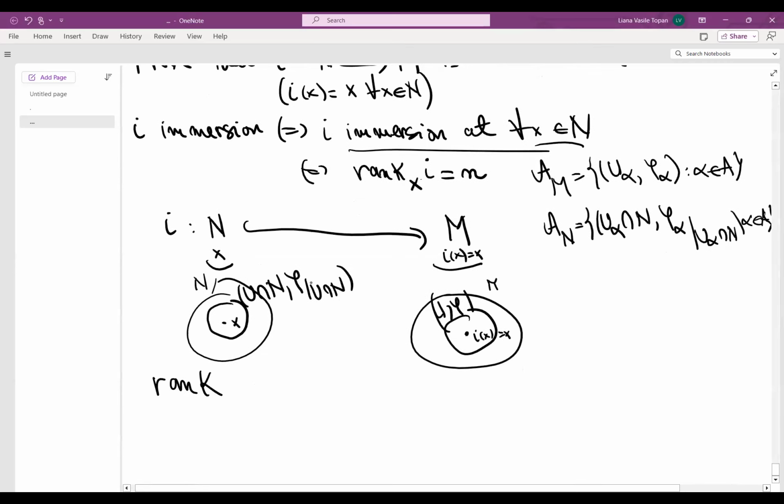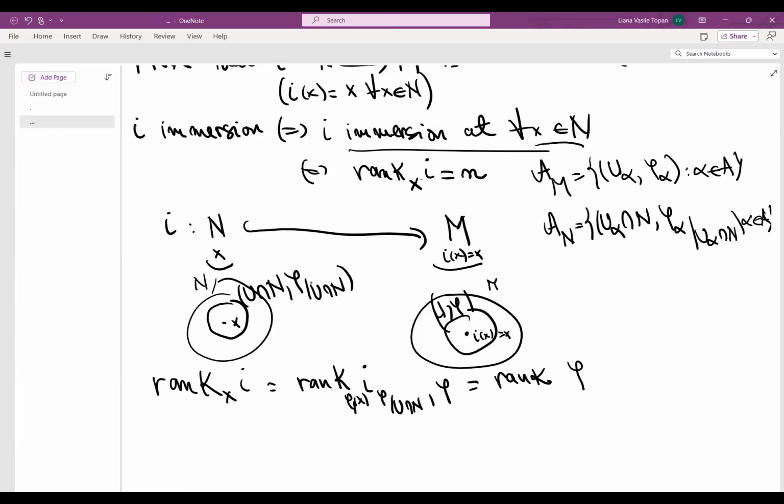What is the rank of the application I at the point? It's the rank of the local representation of I, in the charts phi, the restriction, together with phi, at the point phi of X. Well, the restriction here, but it's the same thing. So this is the rank of the map phi composite I, the inclusion, composite the restriction of phi inverse, okay?